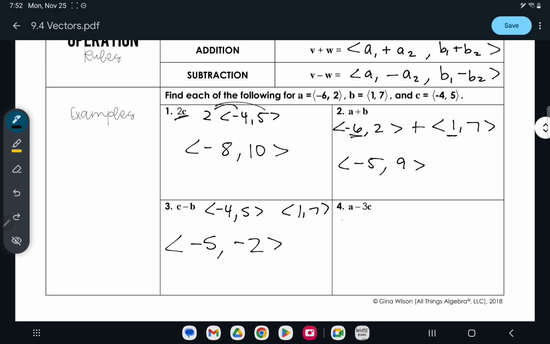Let's do A minus 3C. So A is -6, 2. And I'll just go ahead and throw in the 3C. So that's going to be -12 and 15. So -6 minus -12 would really be adding 12. So 6. And 2 minus 15 is negative 13. Okay.